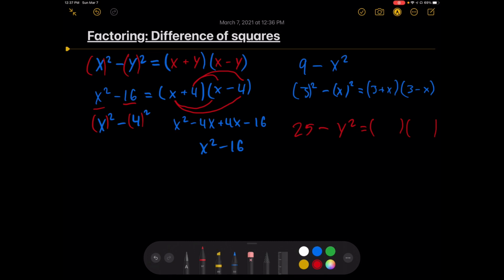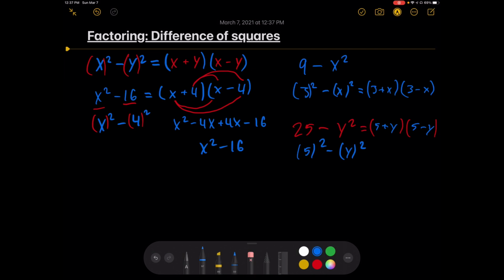All right, I hope you did it on your own, but I'm going to go ahead and show you the answer. So you should notice immediately that it's the difference of squares because we've got something being squared minus something being squared, and those things are 5 squared minus y squared. So we can just use that to fill in our template, which will be 5 plus y, 5 minus y. And if we were to multiply that out, we would get 25 minus y squared.